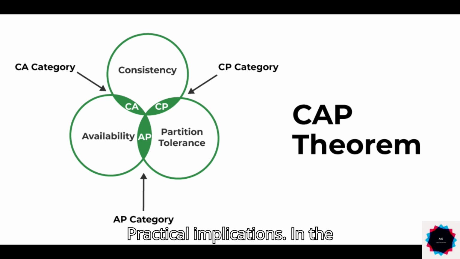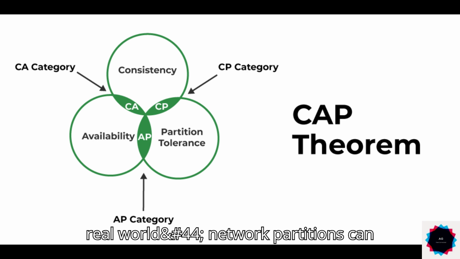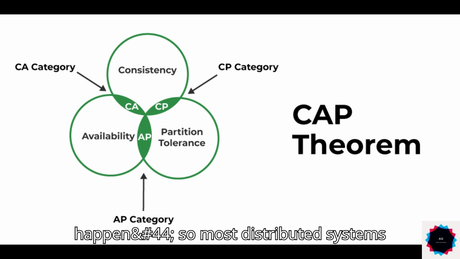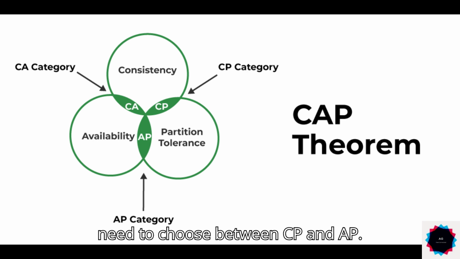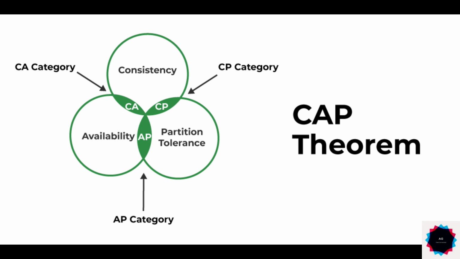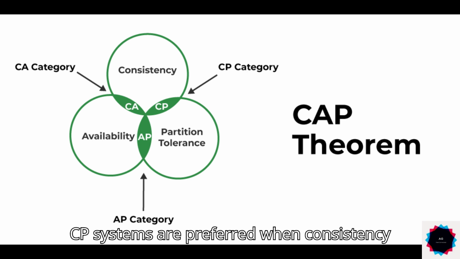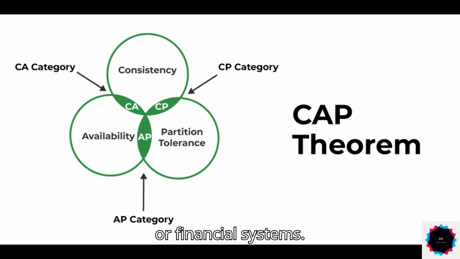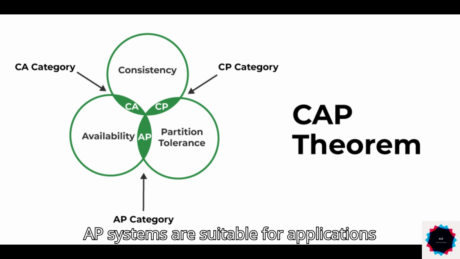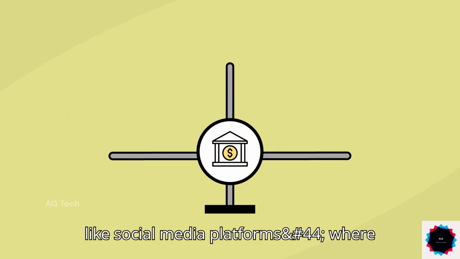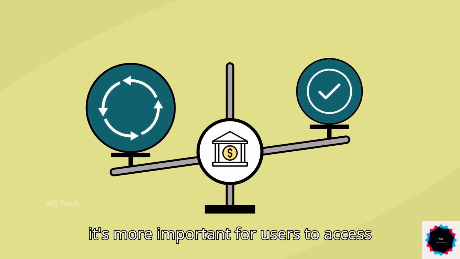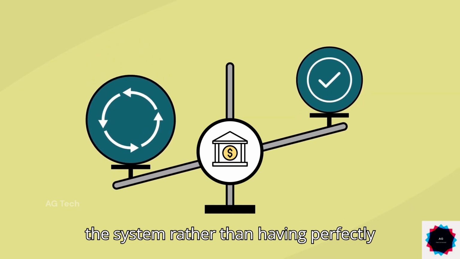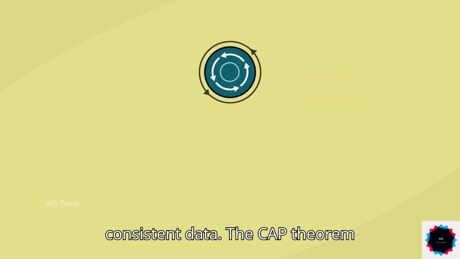Practical implications. In the real world, network partitions can happen, so most distributed systems need to choose between CP and AP. CP systems are preferred when consistency is more critical, such as in banking or financial systems. AP systems are suitable for applications like social media platforms, where it's more important for users to access the system rather than having perfectly consistent data.